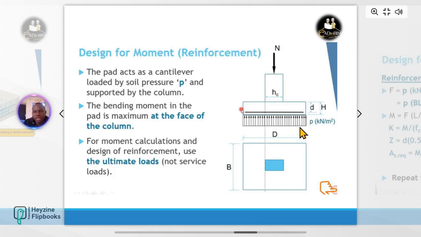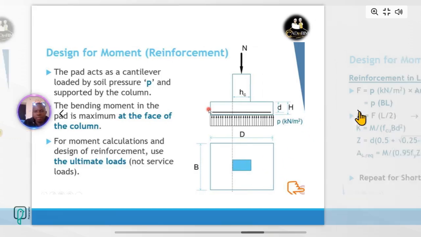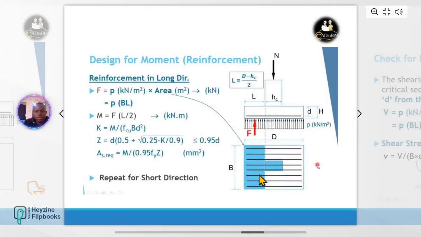To get this P, you just say that's A over this area here, and the pressure will be greater near this column here. So if that's the case, then this is how it can be designed. The force will be P times the area. That's pressure times area to get the entire force here.